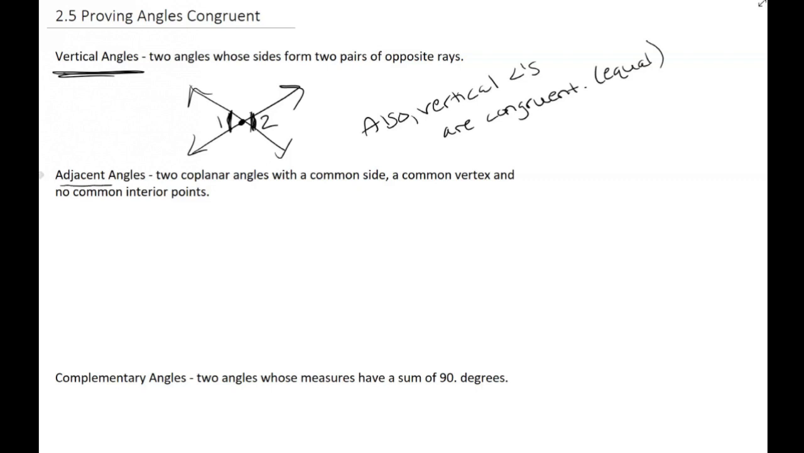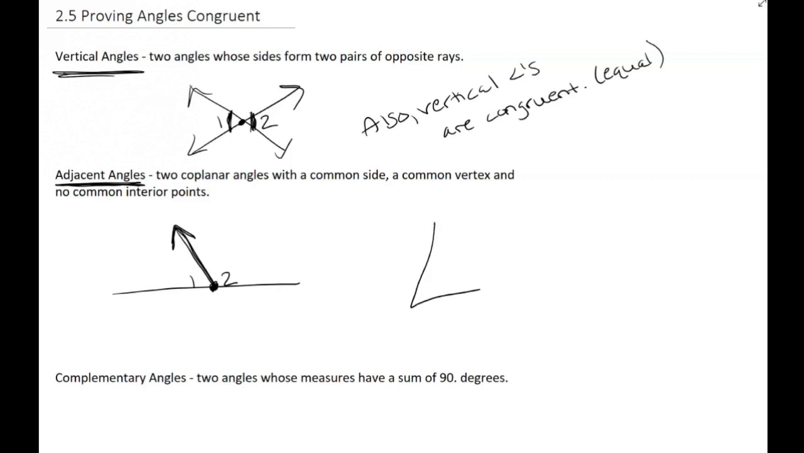Next up, adjacent angles. Adjacent angles are two coplanar angles with a common side, a common vertex, and no common interior points. And you're probably like, what? Again, I think you'll soon realize that this isn't so hard. This is an example of two adjacent angles. Adjacent angles, in layman's terms, are touching angles that share a vertex and a common ray.